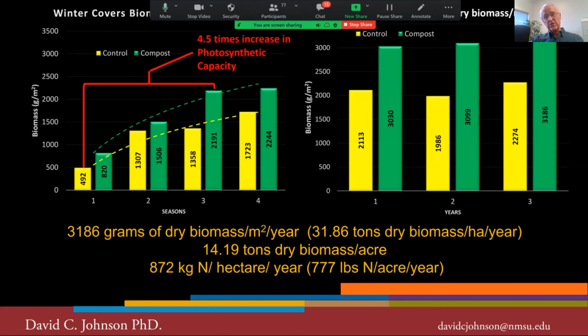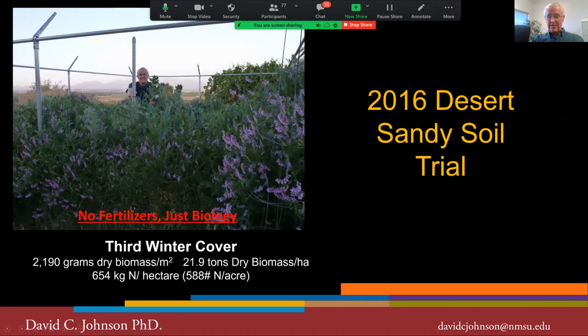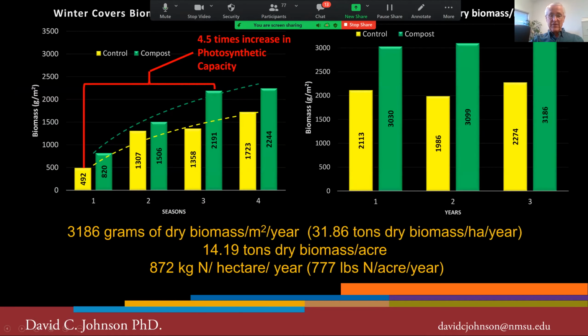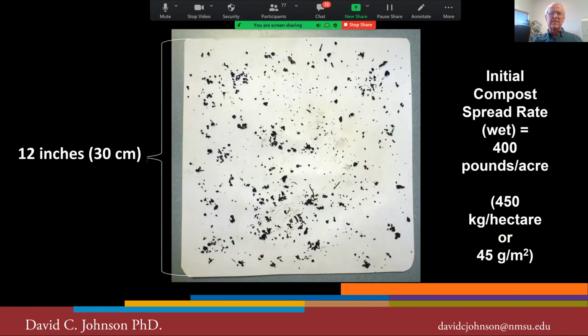And if you remember back to the chart I showed you, the most productive ecosystem in the world was about 2,200 grams. So with the right biology, we produced half again more than the most productive ecosystem on the planet. And here we saw about 777 pounds of nitrogen per acre per year accumulated in this system. This is the spread rate. This is 1 square foot. It's just a dusting. And this was our initial amount that we started with.